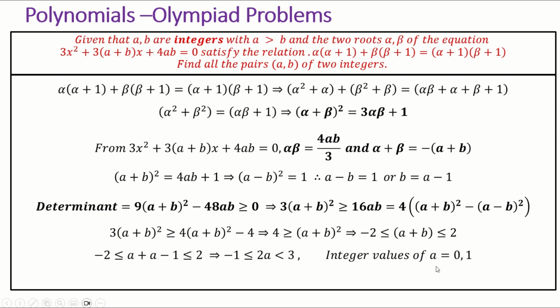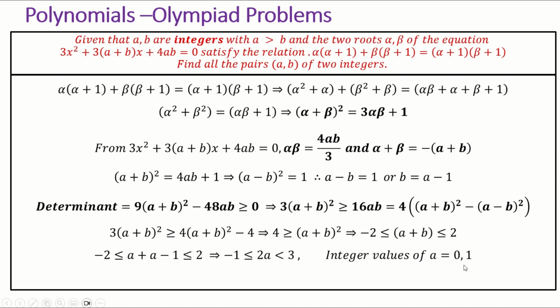So integer values of a are 0 and 1. Because if you take 2a equal to minus 1, then a equal to minus 1 by 2, which is not an integer value. So you have to take 2a as 0 and 2. 2a equal to 0, a equal to 0; 2a equal to 2, a equal to 1. These are the two integer values possible.